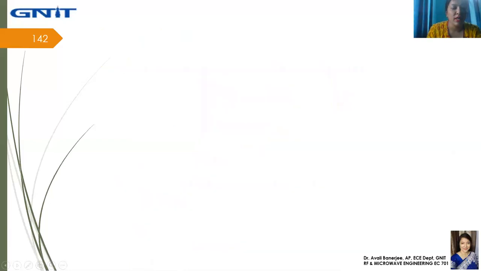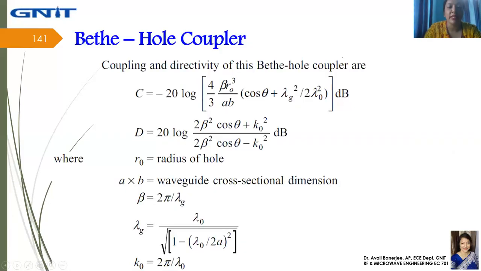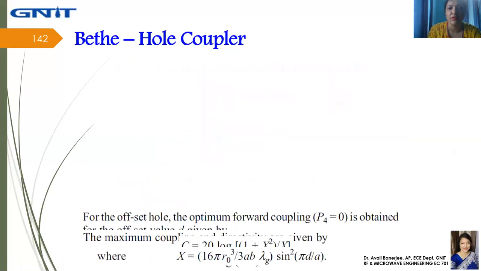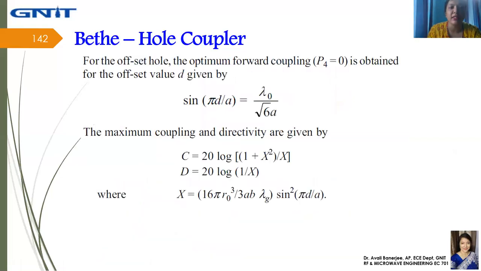So here the guide wall thickness is assumed negligibly small. The optimum angle theta for P4 equal to 0 is obtained from the relation cos theta is equal to lambda g square by 2 lambda 0 square. Here the guide wall thickness is assumed negligibly small.